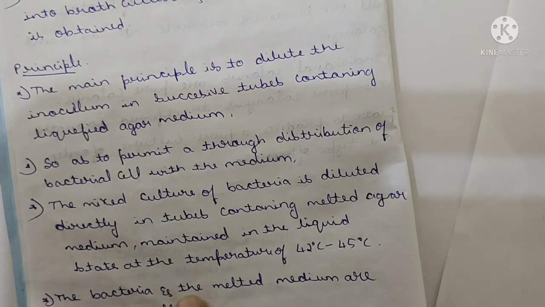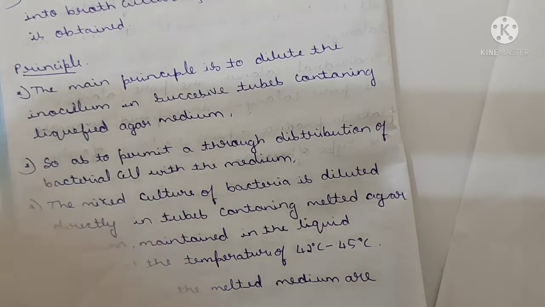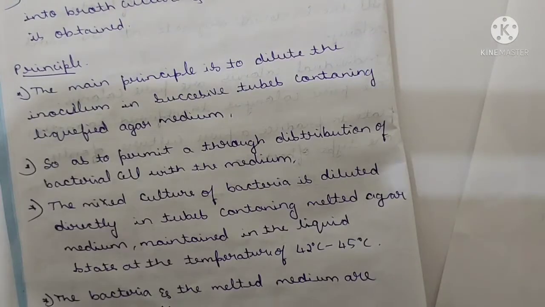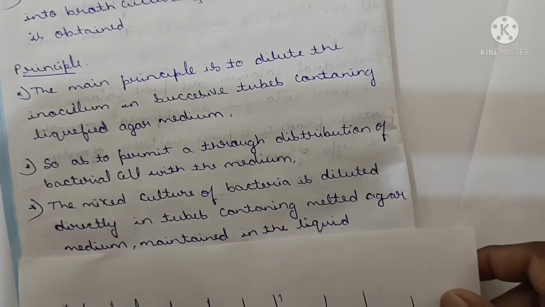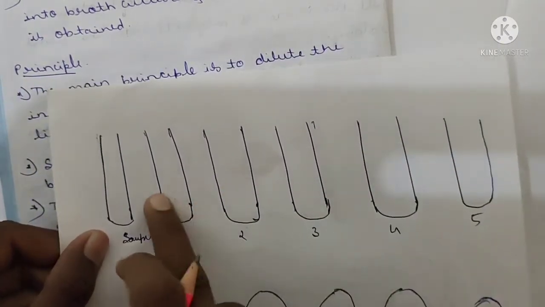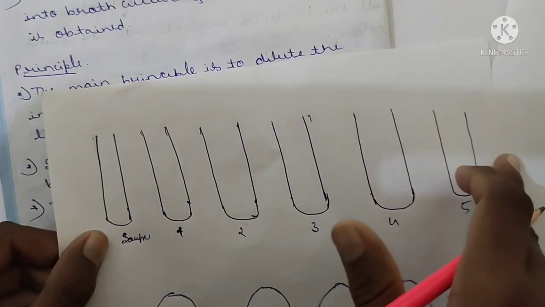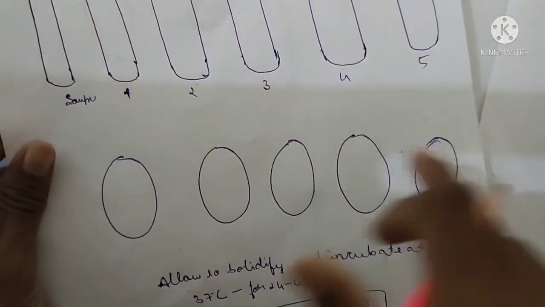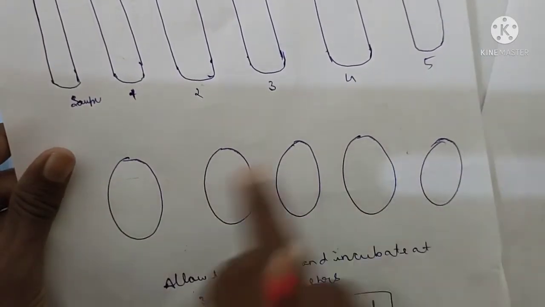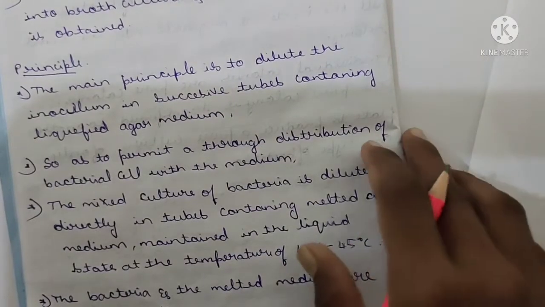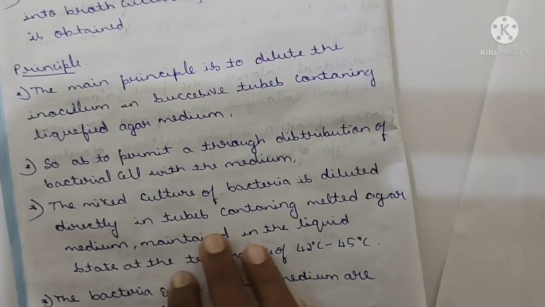Later I will tell you one example, a beautiful example. Here the inoculum, the mixed culture of the bacteria, is diluted into these tubes. After that, these tubes will be poured onto different agar plates, which is how a pure culture is obtained. Later I will tell you while explaining the procedure.